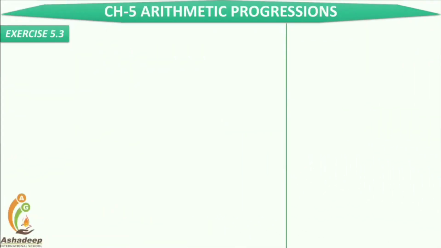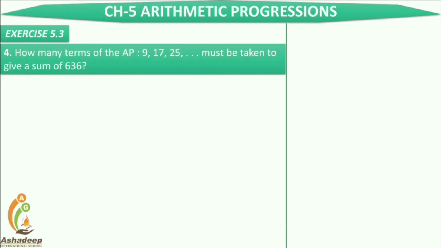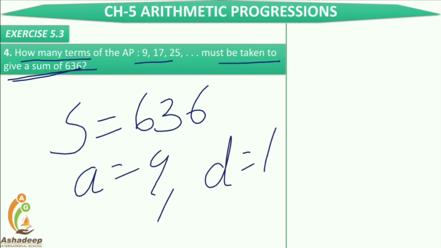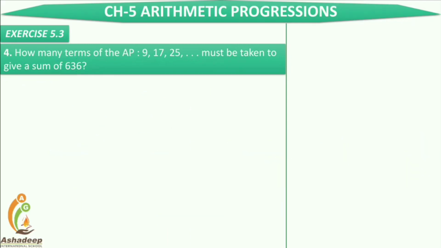Now let's move ahead with exercise 5.3, question number 4. How many terms of an AP must be taken to give the sum of 636? Here the sum S is directly given, 636. Here a is equal to 9. What is d? d is nothing but 17 minus 9, which is 8. So this data is given. Now let's see the solution.